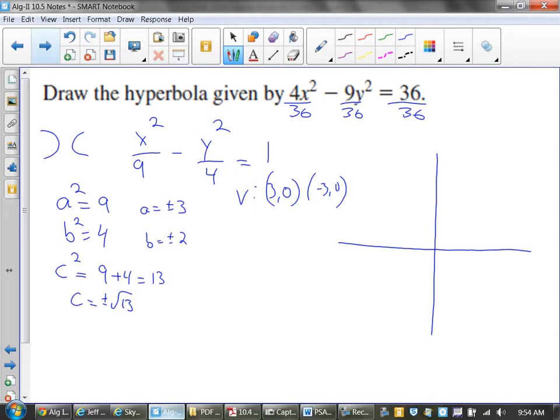The reason I don't want to say plus or minus 3, 0 is because when we get into the ones with the shift, with the h's and the k's, it's not going to be that clean. I just want you guys to get in the habit of listing out the two separate ordered pairs. The b value, what we're going to call the co-vertex, is then at 0, 2, and 0, negative 2. So far, so good? Create the rectangle.